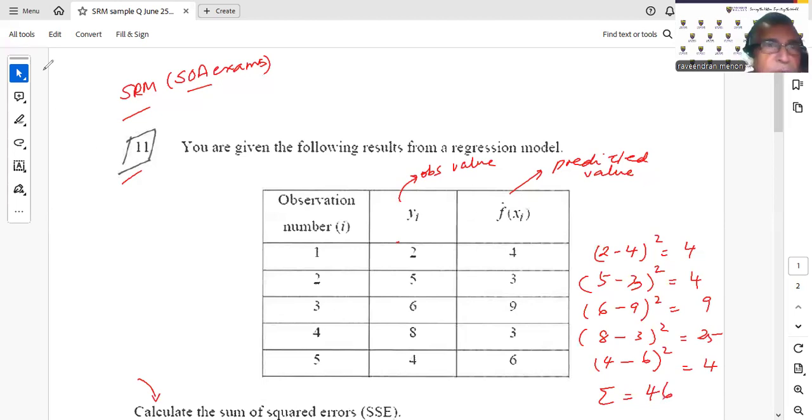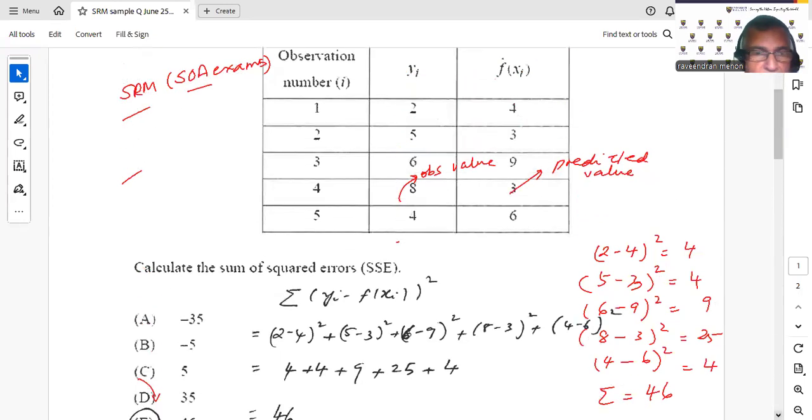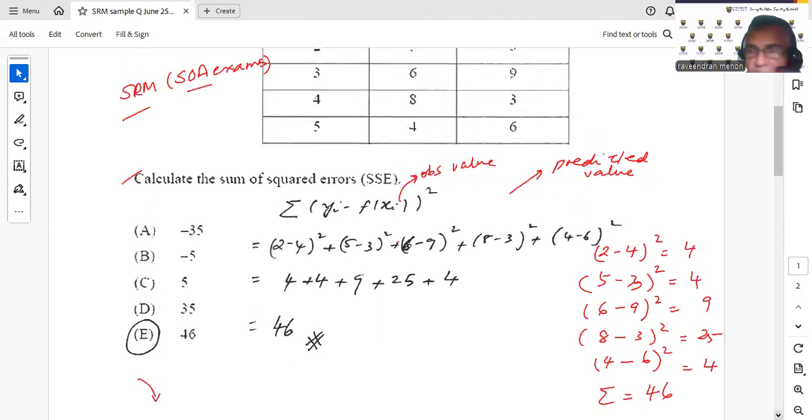So let's look at the correct response. The correct response will be E. I've done the working here. This is pretty easy, as a question for an SOA exam. So let's move on. The correct answer is E, 46. Now I can erase this. Next question.